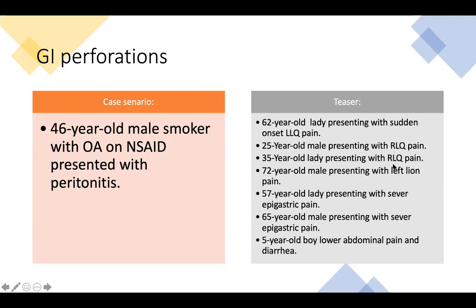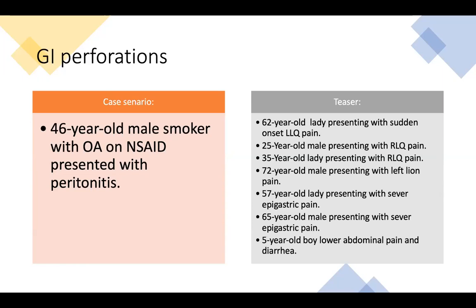Okay, so we had a case of a 62-year-old lady presenting with sudden onset left lower quadrant pain and some signs of peritoneal irritation or peritonitis in the left lower quadrant. What might be the diagnosis? Could be diverticulitis. Okay, fine, might be. And a 25-year-old male presented with right lower quadrant pain and tenderness. What might be the diagnosis? Appendicitis. Can be, of course.